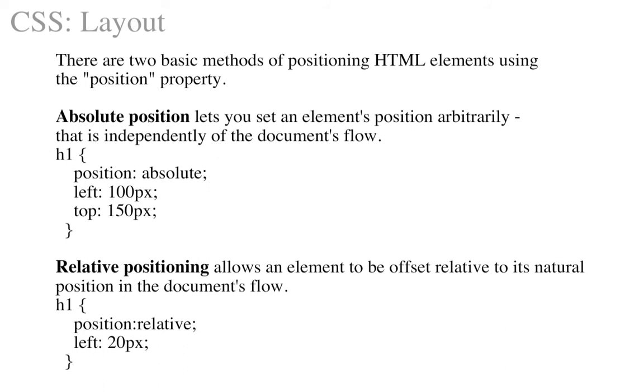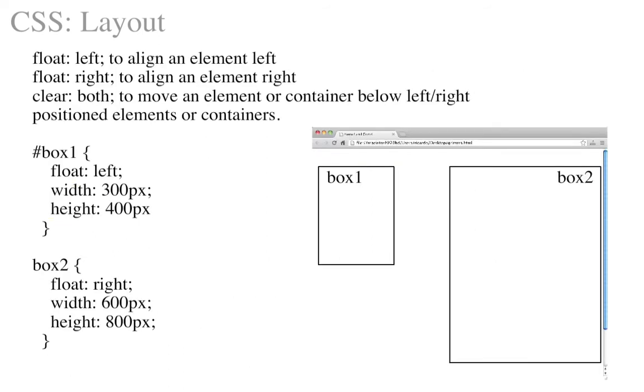Position is specified with the top and/or left properties using a length value, relative or absolute as appropriate, and relatively with the float property. Float left to align an element left, float right to align an element right, clear both to move an element or container below left, right positioned elements or containers.